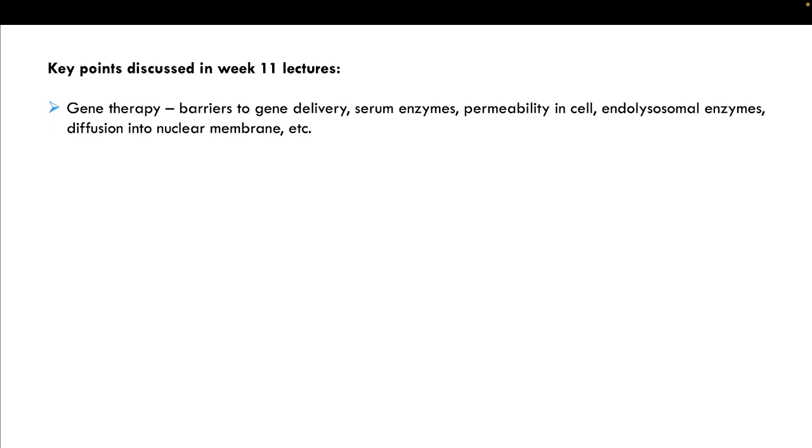One is that when your gene is inside the blood, since you'll be injecting it, it will be flowing inside the blood. A lot of enzymes are present in the blood serum, which would degrade your gene, and the gene will not even reach the cells. So there are several barriers to this.